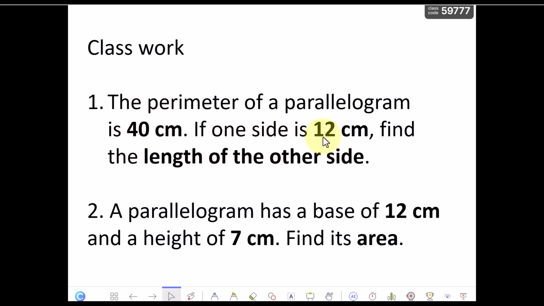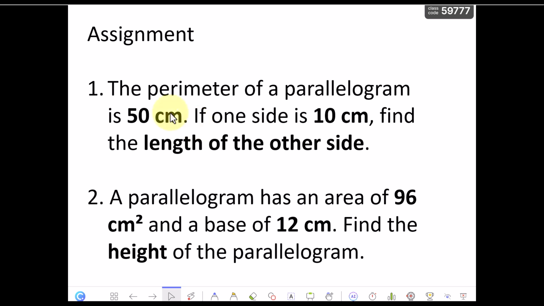Say one side is 12 cm, find the length of the other side. So if one is 12, you know that in a parallelogram opposite sides are equal. So you have 12 plus 12 plus the other two sides you don't know. You can just use L plus L. Then you can solve the equation. Then this one, the parallelogram has a base of 12 and a height of 2. So this one is simple. Just multiplication, base times height.